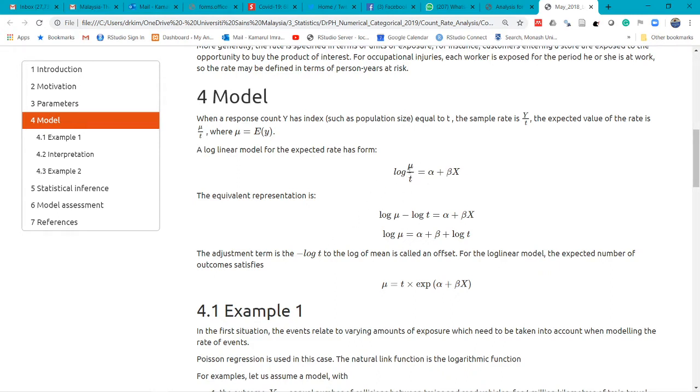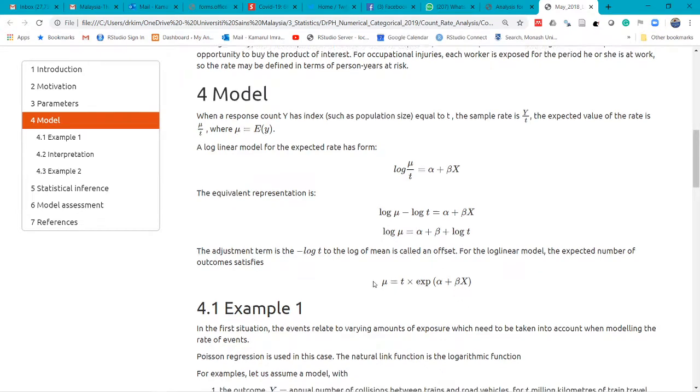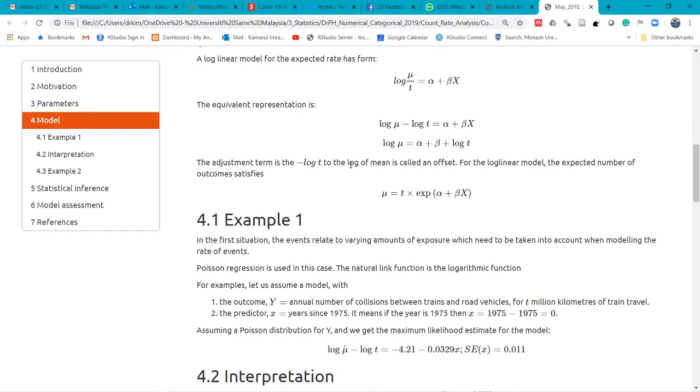You can change this into log mu minus log t, because it divides here, equals alpha plus beta x. So log mu equals alpha plus beta x plus log t. The adjustment term, the log t added to the log of the mean, is what is called an offset. Okay, an offset.